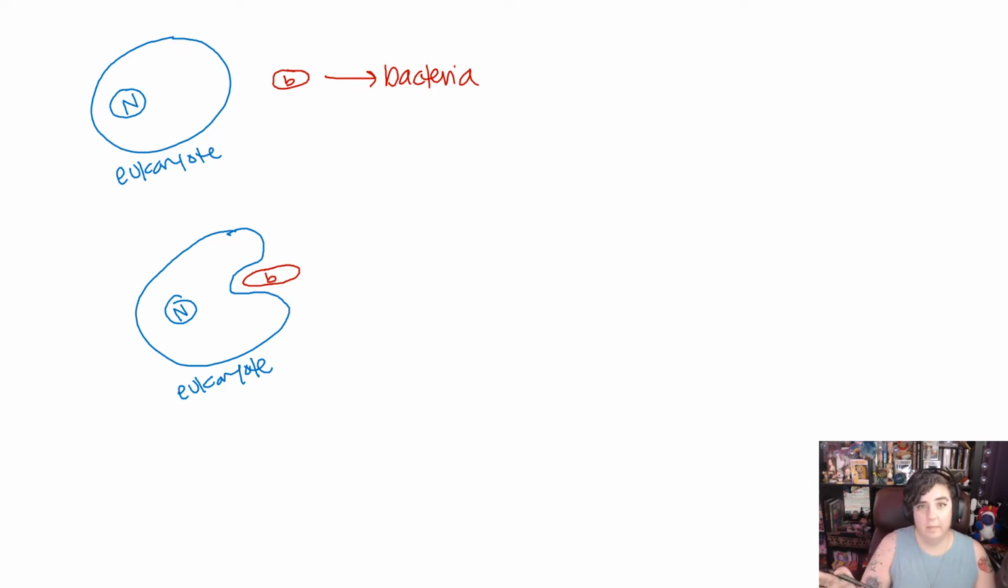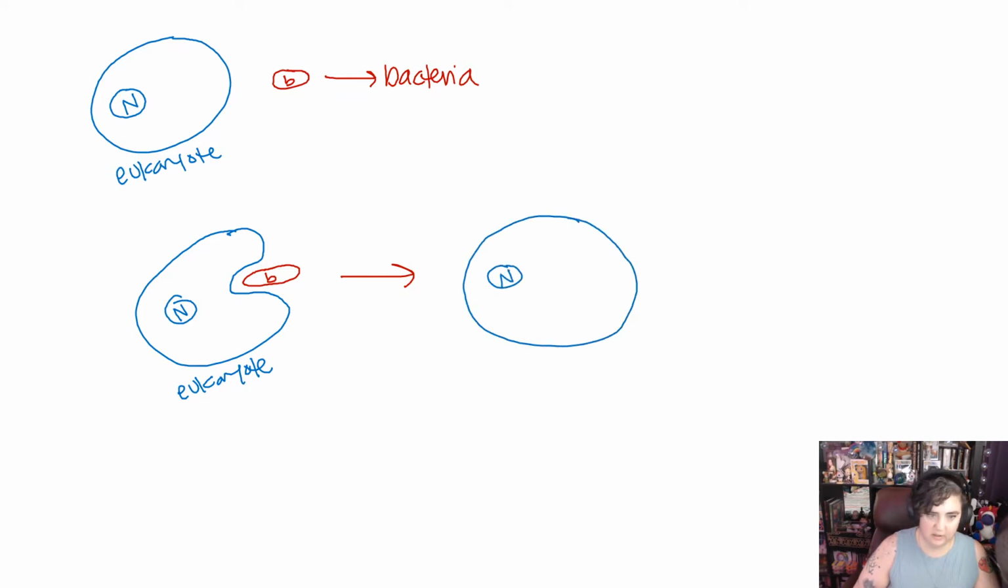And again, this could have been parasitic, or it could be mutual. This bacterium creates energy using oxygen, okay? So this eventually turns into a eukaryotic cell that now has a nucleus, and inside of it there is an organelle that now has two membranes around it.